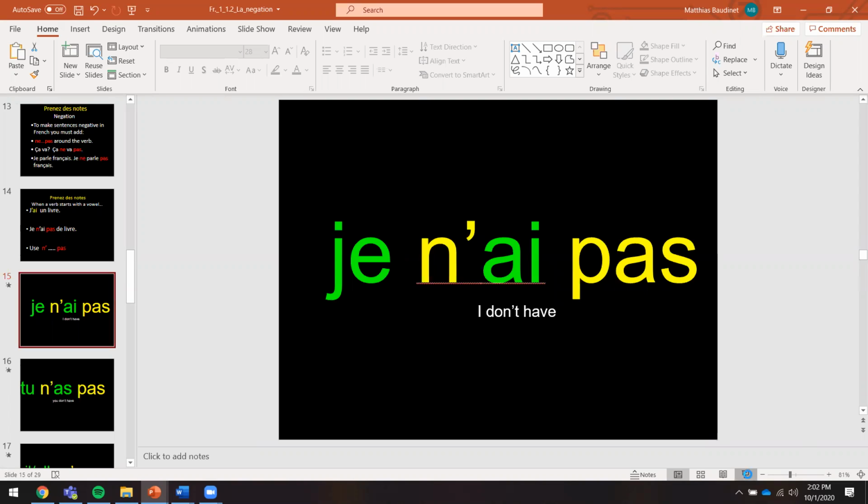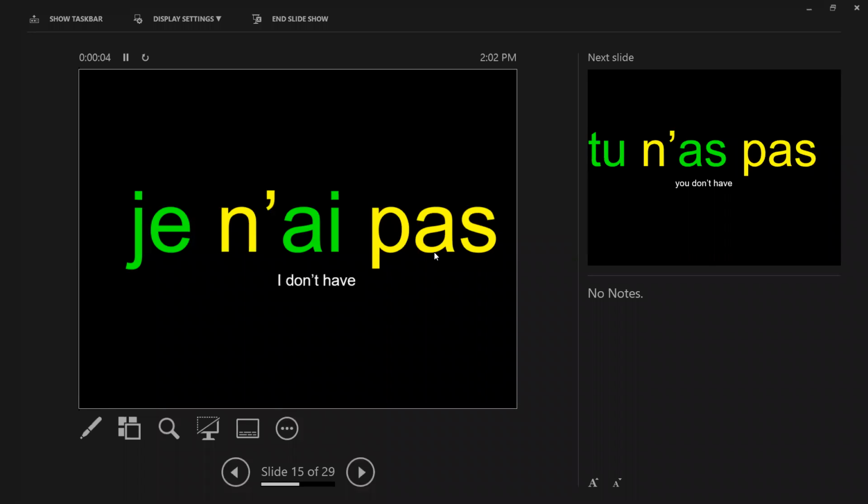Okay, so let's take a look at all of the avoir verbs made into negatives. Make sure we write these down. It's the same thing as before. It's not I have, it's I don't have. You need to add the apostrophe and the pas. Okay, je n'ai pas. I don't have. We're going to go through all of them all the way until they don't have, and then you'll work on it in your textbook assignment. I don't have, je n'ai pas.